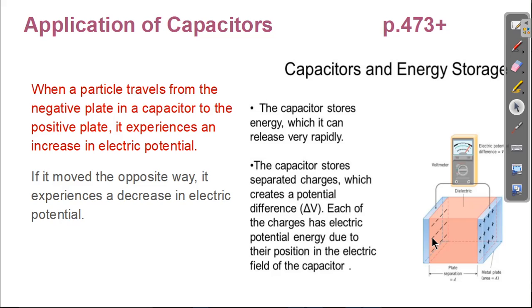So far, so good. We say that the capacitor was capable of storing energy. It can store charges. And then those charges can be released very rapidly if you needed it to. Let's read this right here. The capacitor stores separate charges, which create a potential difference. You already know that. Each of the charges has electrical potential energy due to the position in the electrical field of the capacitor. You already know that as well. We have been working with this concept.